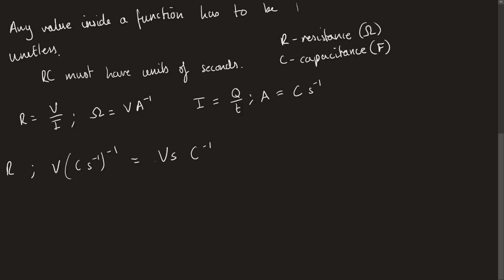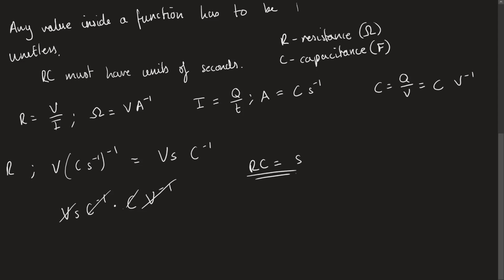So R is a measure of volts seconds per coulomb, and if I have C, the capacitance is measured as Q over V, which is just coulombs per volt. So therefore, if I multiply that by this, I have volts seconds per coulomb multiplied by coulombs per volt. The volts will cancel because this is -1 and 1, and the coulombs will cancel because this is -1 and 1. So I end up with the units of RC are in fact just seconds, which means this is a value of time.